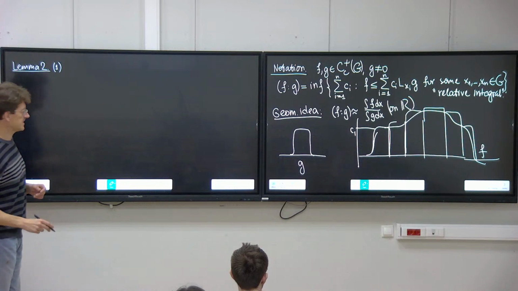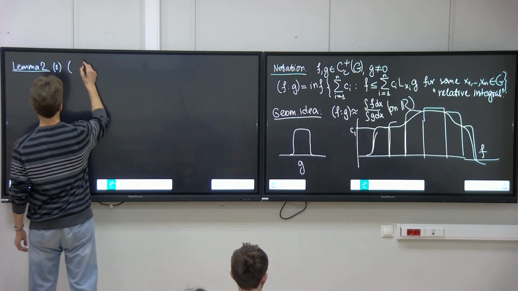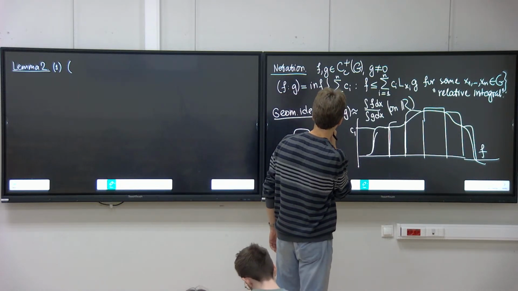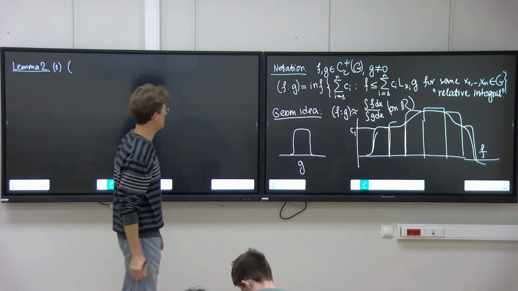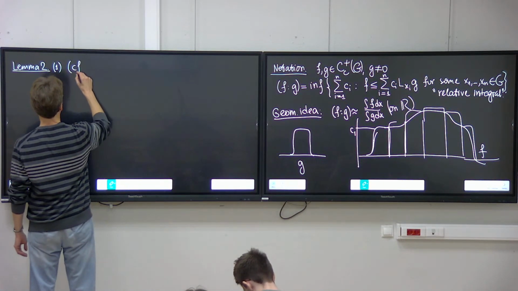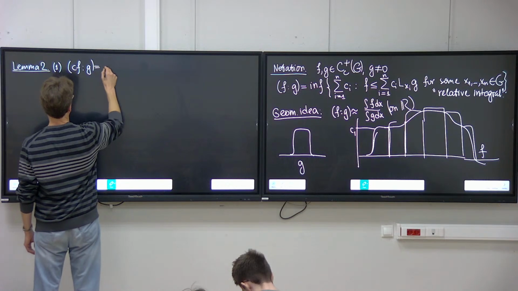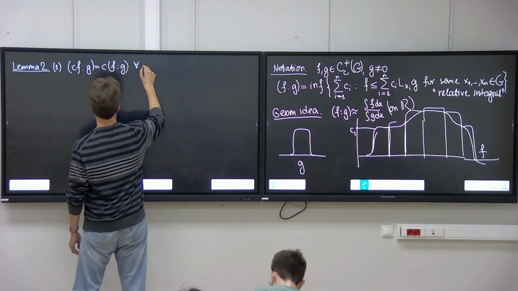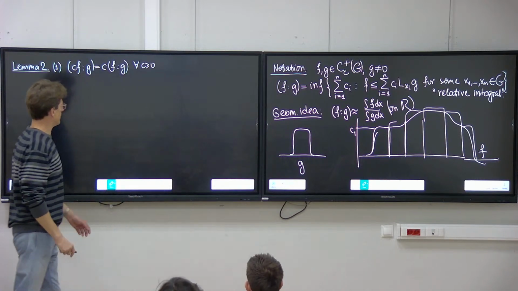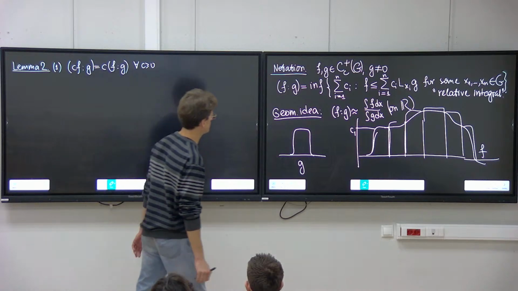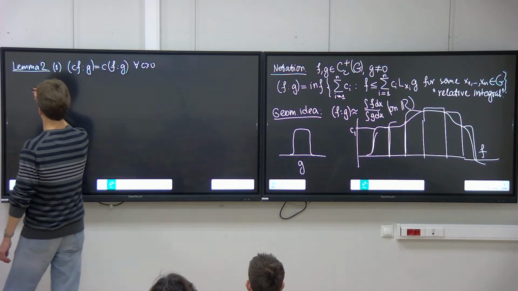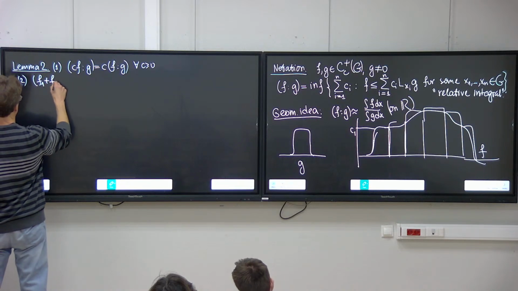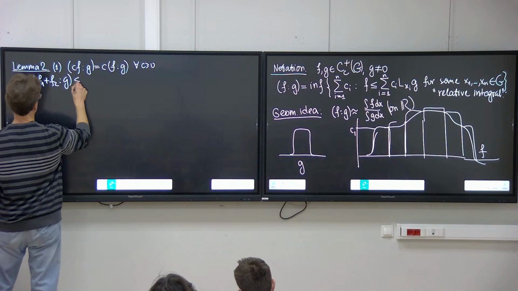First of all, the relative integral is homogeneous with respect to multiplication of f by positive constants. (cf:g) equals c times (f:g) for every non-negative c. And this is clear from the construction. Property 2 is also quite easy. It is sub-additive. You have two functions, f1 and f2. Then we have the following inequality.